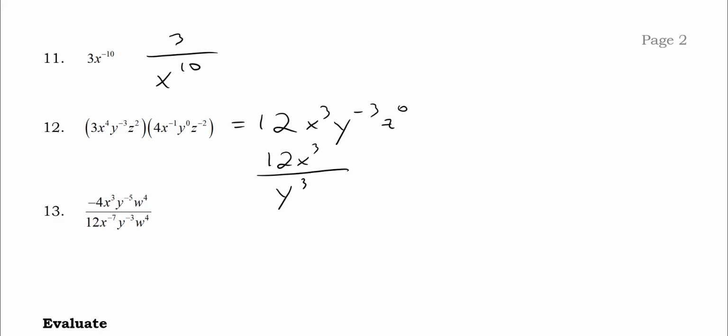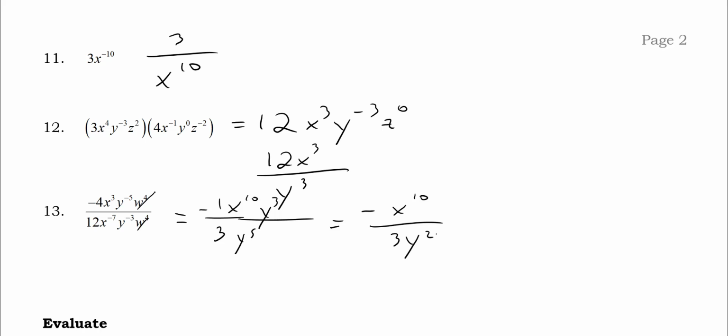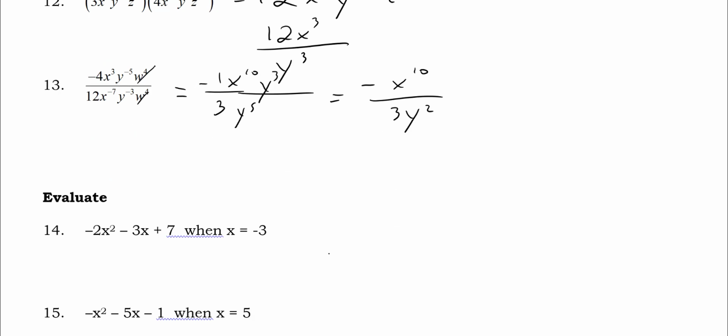This one is -4 over 12. That reduces to -1/3. And that x to the 7th goes up, so it becomes x to the 10th on top. The y's, I'm just going to switch them now. So it's y cubed, and then y to the 5th. And the w's cancel because they're both w to the 4th. Now I do a battle with the y's, so I get -x to the 10th, and who wins? The bottom by 2. So 3y squared. That's your answer.